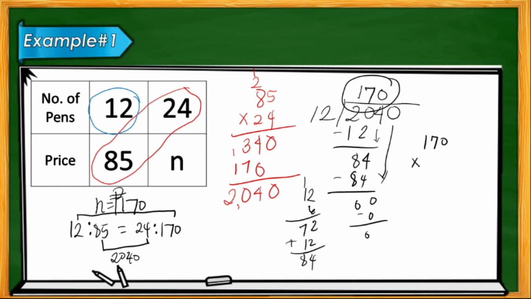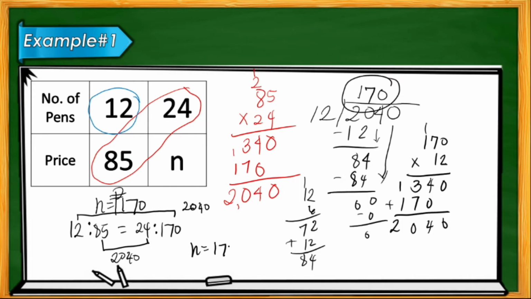Let's multiply. So 2 times 0 is 0, 2 times 7 is 14, regroup 1, 2 times 1 is 2 plus 1 is 3. Then 1 times 0 is 0, 1 times 7 is 7, 1 times 1 is 1. Then add: 4, regroup 1, 2. So it's the same value. So 2040, 2040. So the answer n is equal to 170 is correct.